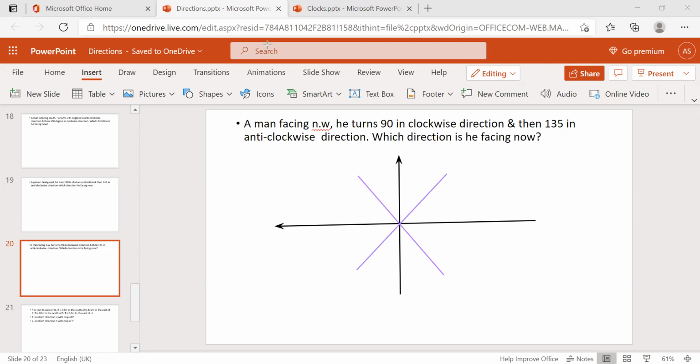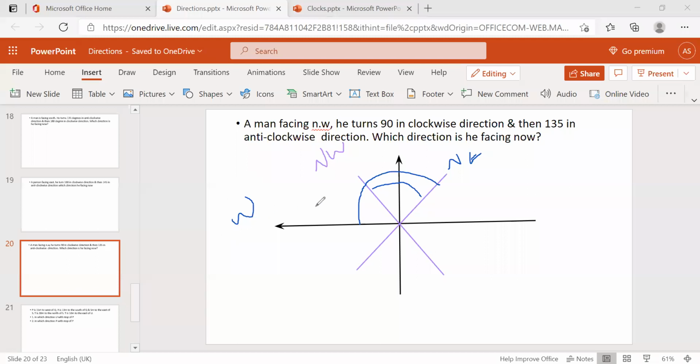Now first, where is he facing? Northwest here, and from here it turns 90 degrees clockwise. Clockwise means like this. So from here, 90 degrees to here. Now he is in the northeast, and from there 135 degrees anti-clockwise. So this is 90 and this is 45, total 135. Now he is facing this. Which one is it? West.